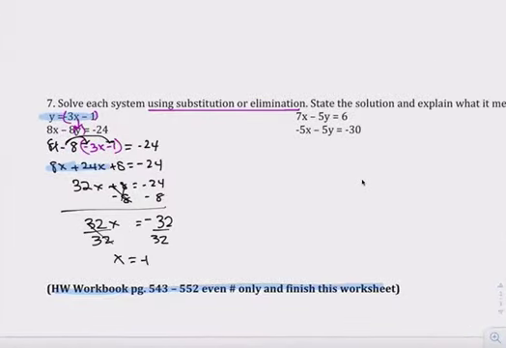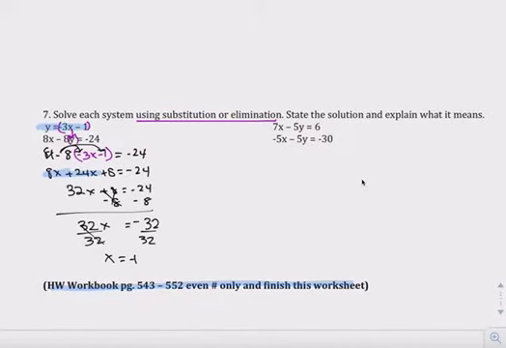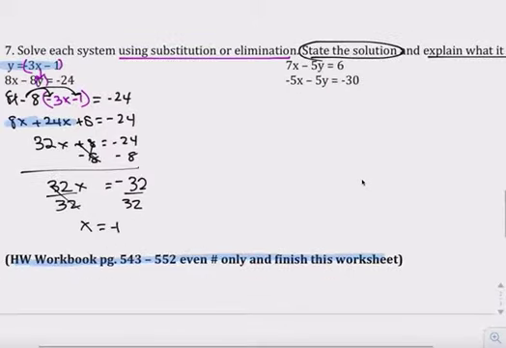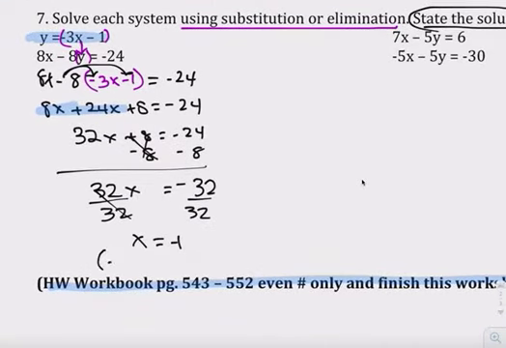Now we need to solve each equation using substitution and elimination. State the solution and explain what it means. Okay, so I'm going to state the solution. The solution is negative 1, and I need to find what y is because they're both variables, x and y in here.